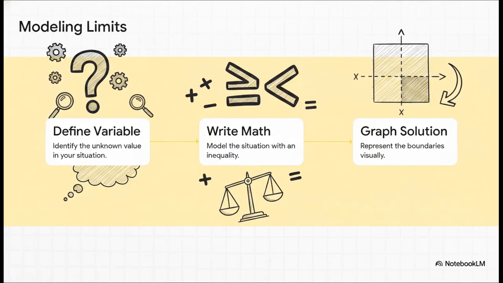So how do we use this tool? We're going to follow 3 simple steps. First, we define the variables involved. Basically, what is the unknown thing we're trying to figure out? Second, we write an inequality to model the situation using our less than or greater than signs. And third, we represent the solution on a graph to give ourselves a crystal clear visual picture of our boundaries.